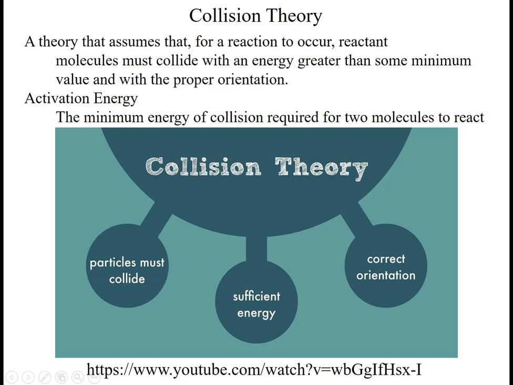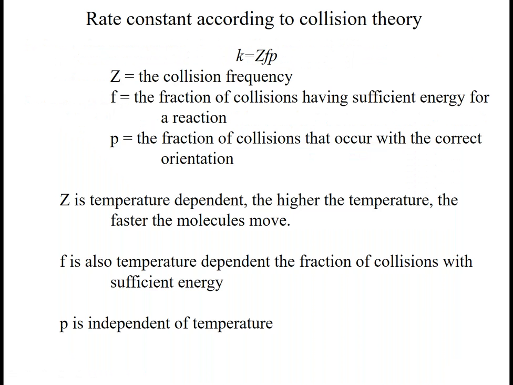You can click here to watch this video if you'd like to, and it shows you an animation of that. So this is the equation that relates the rate constant to the collision theory. You have 3 variables here. Z is the collision frequency, so how often they collide. F is the fraction having sufficient energy for a reaction to occur, and P is the fraction with the correct orientation.